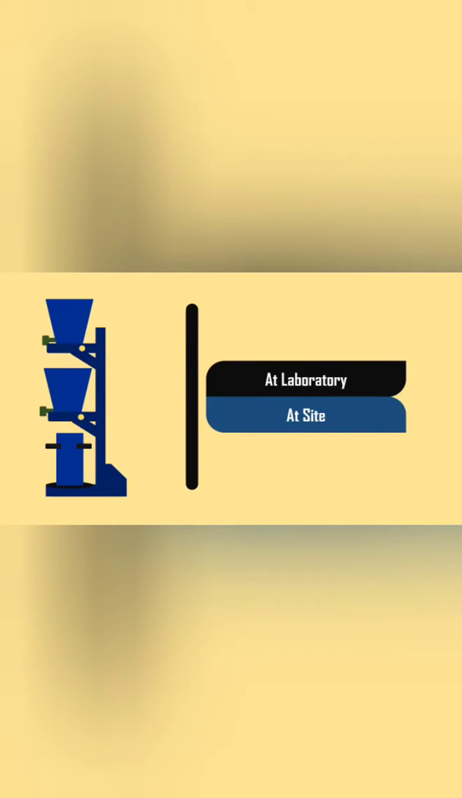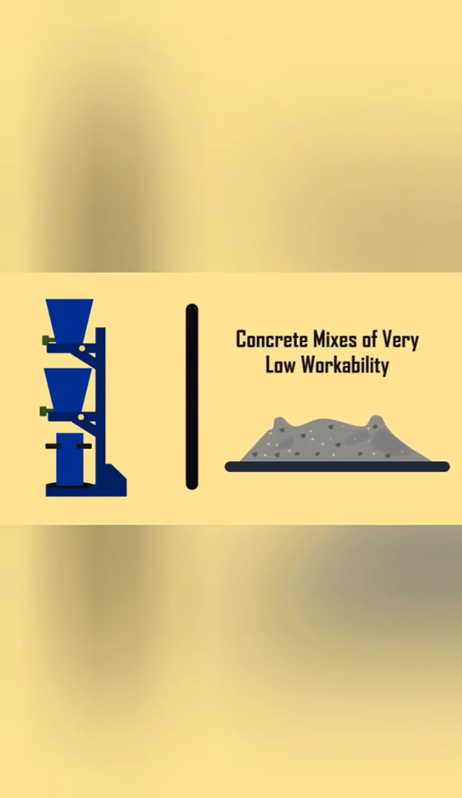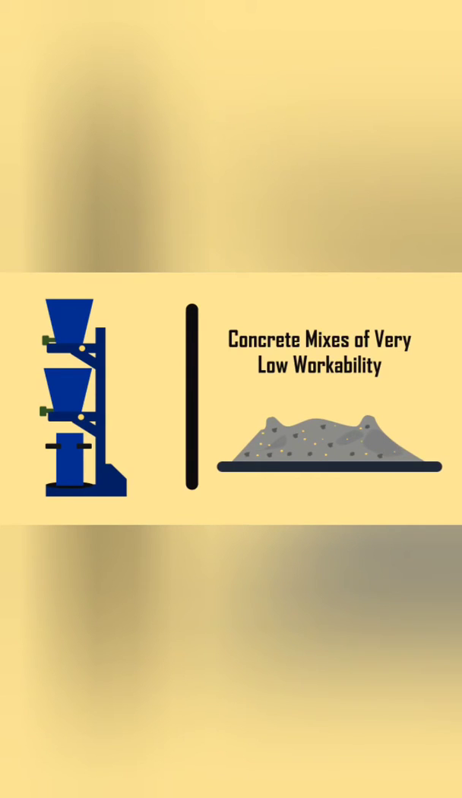Generally, the compaction factor test can be done at the site, or it can be done in the laboratory also. You can do the compaction factor test at the site by taking the complete setup to the site itself, and it is particularly used for low workable concretes. The compaction factor test is designed generally for use in the laboratory, sometimes used on sites. This test has an advantage of being usable for concrete mixes of very low workability.